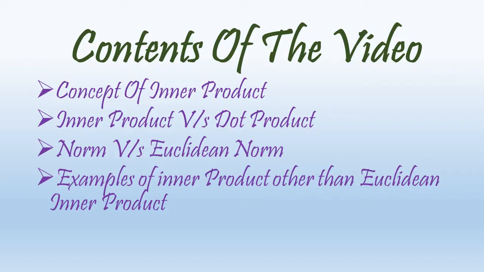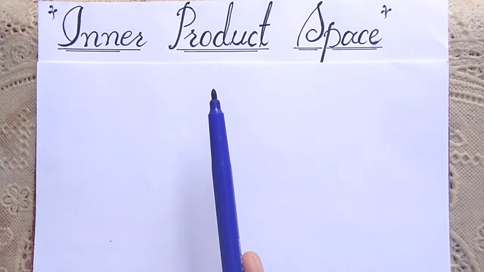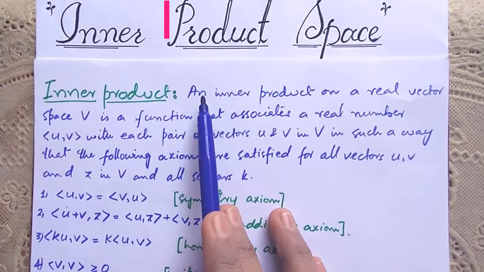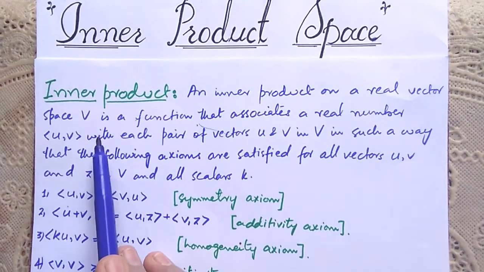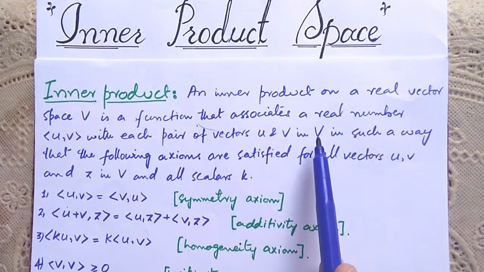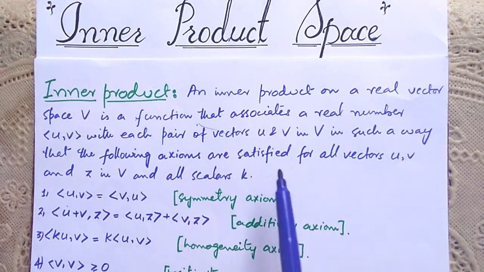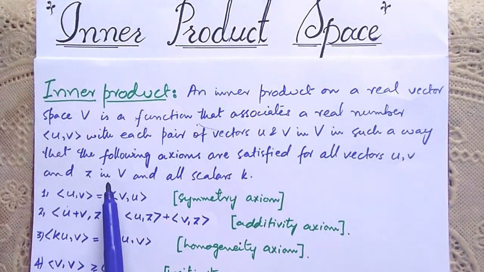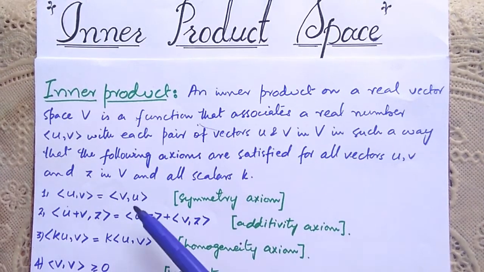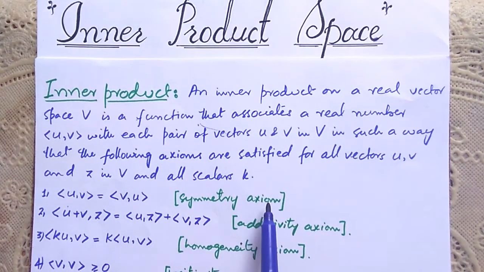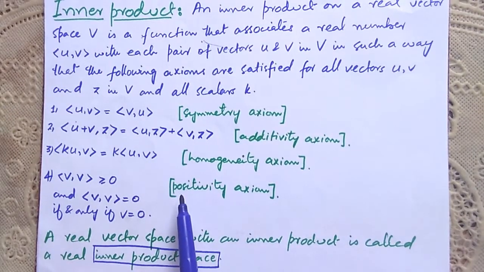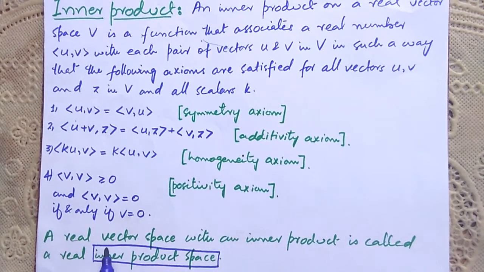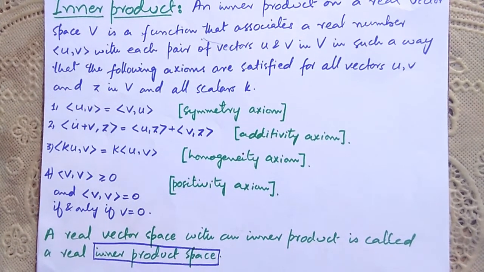This video contains... First, let's see the formal definition of inner product. An inner product on a real vector space V is a function that associates a real number with each pair of vectors u and v in the vector space V in such a way that the following axioms are satisfied for all vectors u, v and z in V and all scalars k. The axioms are: first, the Symmetry Axiom; second, the Additivity Axiom; third, the Homogeneity Axiom; and fourth, the Positivity Axiom. A real vector space with an inner product is called an inner product space.